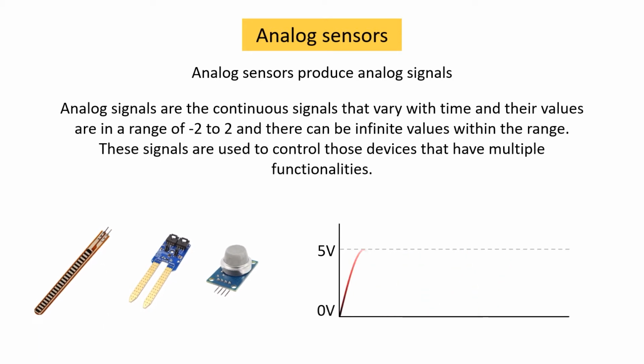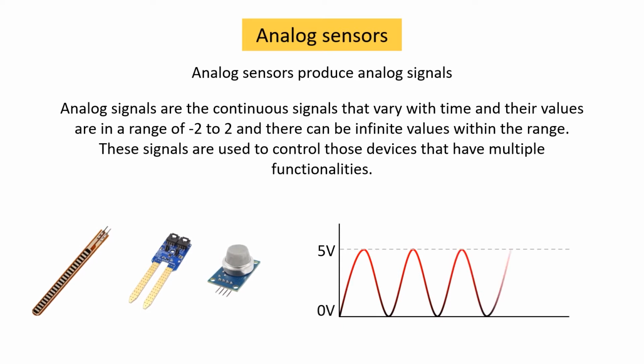Analog signals are the continuous signals that vary with time and their values are in a range of -2 to 2. And there can be infinite values within this range. These signals are used to control those devices that have multiple functionalities.